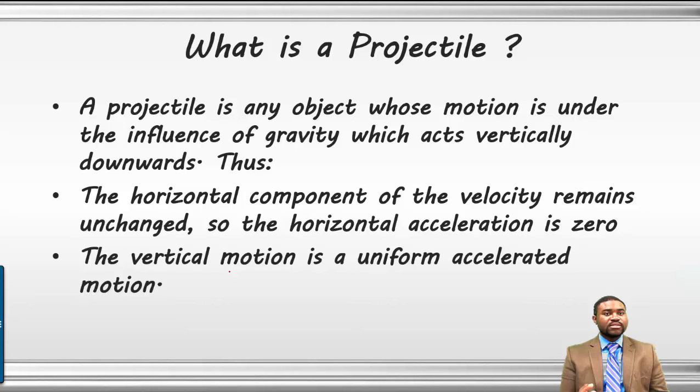What does this imply? It means that if an object is under the control of gravity alone, then the net force acting on that object will be vertically downwards. And if the force is vertically downwards, it implies the following: the horizontal velocity of the object will remain constant. The horizontal component of the velocity will remain unchanged. And if the horizontal component of the velocity remains unchanged, it means that the acceleration in the horizontal direction is zero.